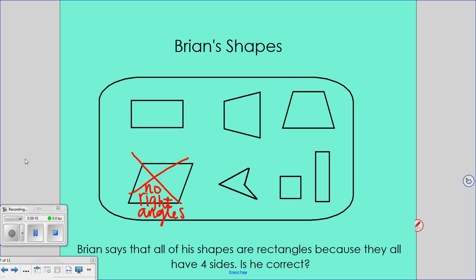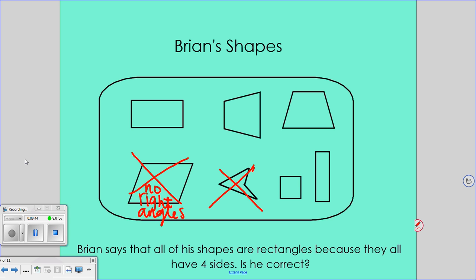Which shape does not have 4 right angles? I can see one in the bottom row. Does it have right angles? No. It does not have 4 right angles. Great job, Bryce. Anything else?